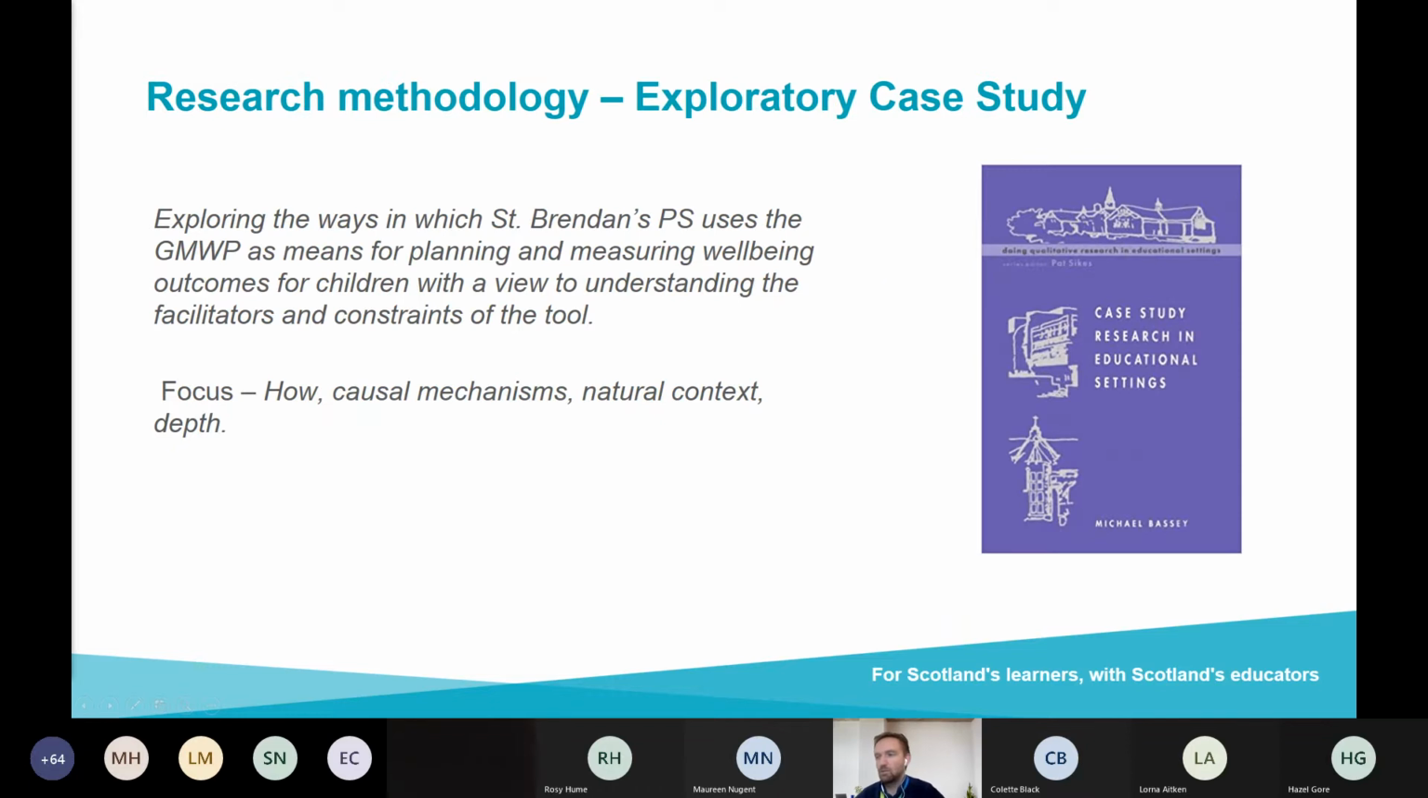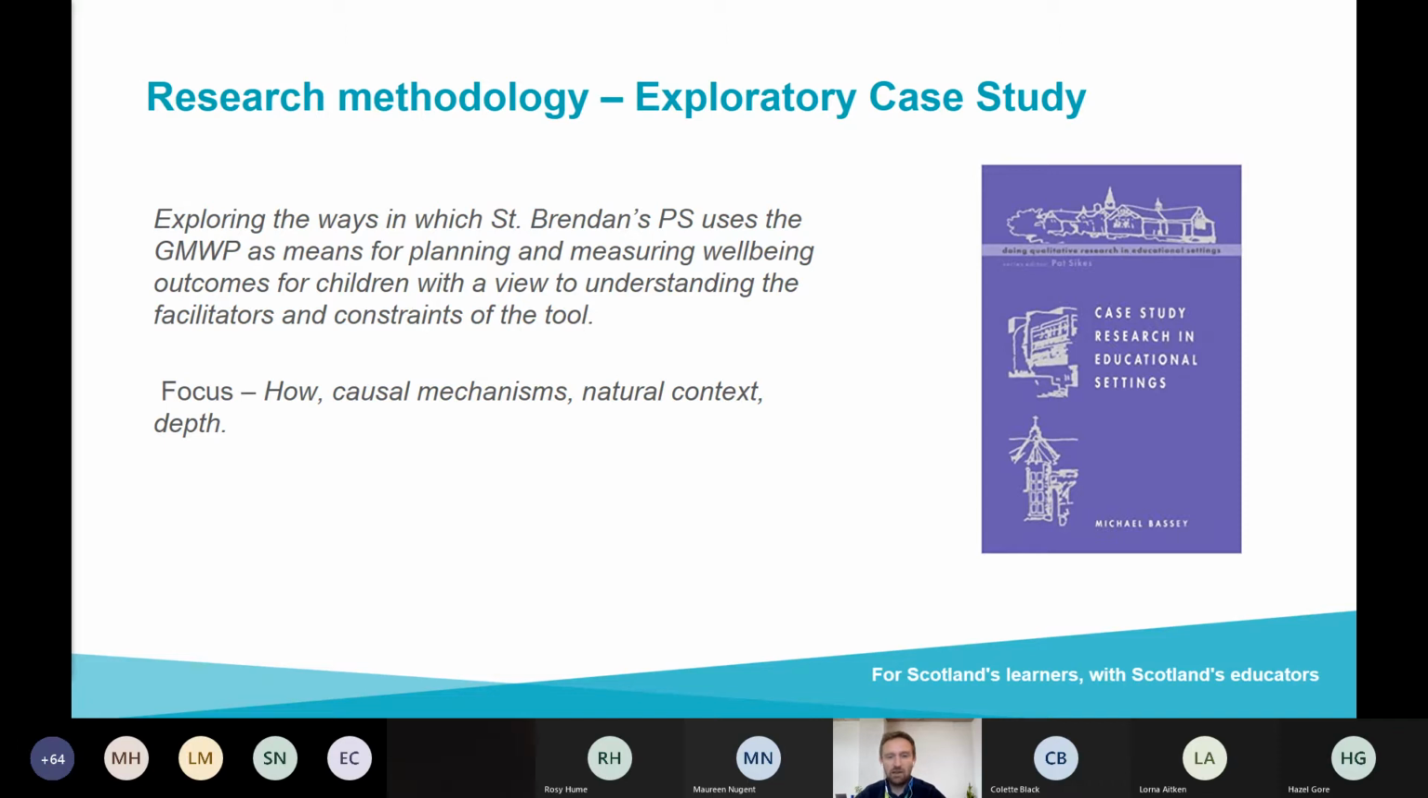So the research took what was an exploratory case study, which focused on how the GMWP was being used within St Brendan's. As EPs, we have a role in understanding the complex process by which impacts are made. Quite often, interventions designed to improve outcomes are implemented in really messy school systems, so it's important to establish the ways in which things are working, rather than just having the pre and post data, but actually understanding what is going on in the meantime.